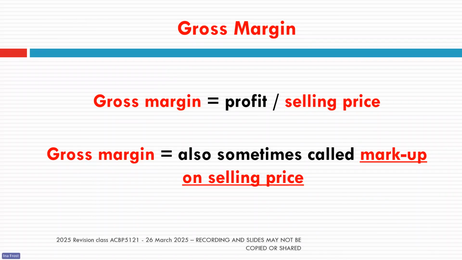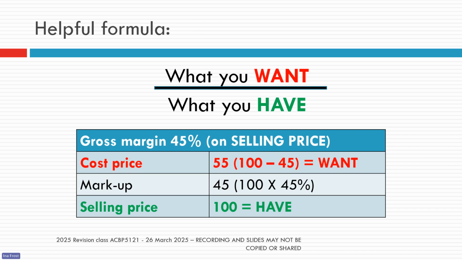Then if the question is working with gross margins, remember then we're talking about profit over selling price. And sometimes you will see the question paper might talk about a markup on selling price. So sometimes instead of saying gross margin, you may also find that the question talks about a markup on selling price.